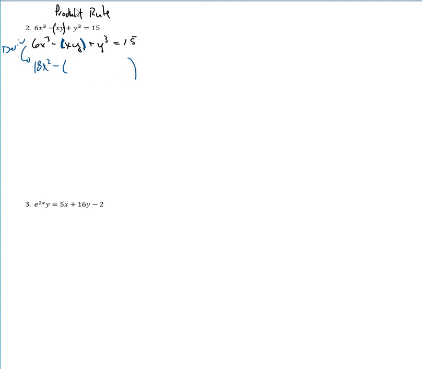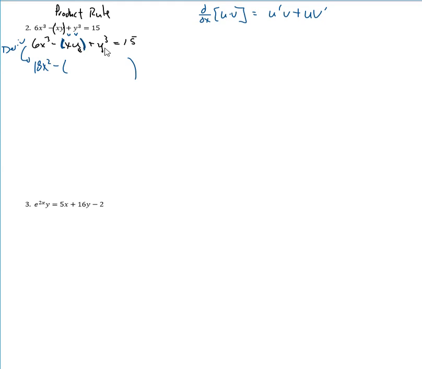Then our product rule tells us, remember the product rule: when it's d/dx of u times v, it's u prime v plus u v prime, like that. So that is our product rule. On this problem, we can mark these. That's my u and that's my v.